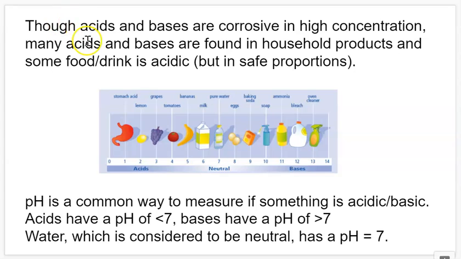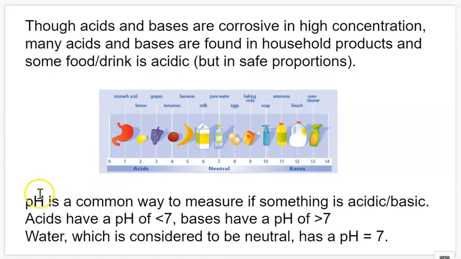So acids and bases, you might know from media, are usually really corrosive, but that's mainly in very high concentrations with really high doses of those acids and bases. But in general, lots of acids and bases are found in household products and food products, but usually in safe to use or safe to consume proportions.